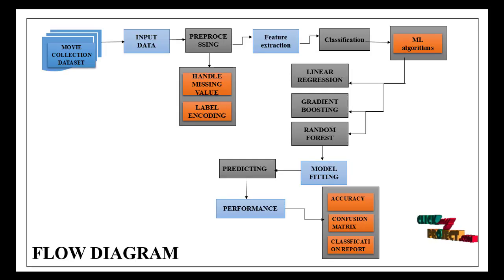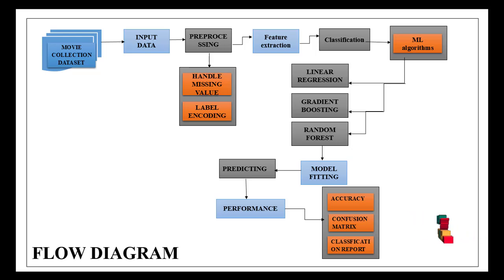First one is the flow diagram. From the dataset, we have to select the particular data and pre-process it by methods such as handling missing values and label encoding. And then after pre-processing, we move on to the feature extraction. We have to extract the features according to the classification. In the classification part, we implement the ML algorithms like linear regression, gradient boosting, and random forest.